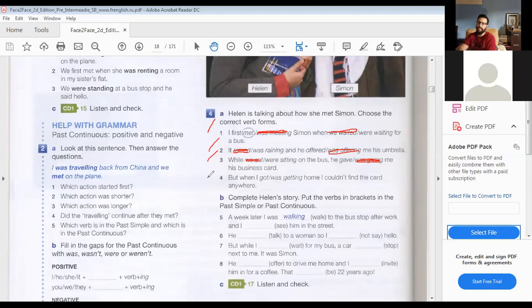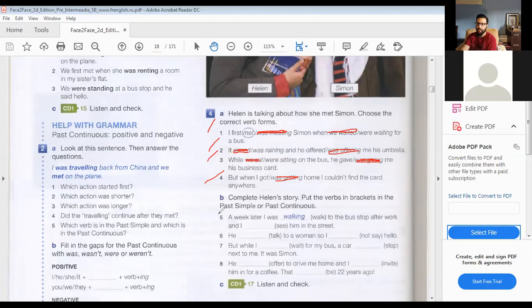Here there's only one choice. Okay. When I was getting home, I couldn't find the card anywhere. Which one sounds more natural to you? Sounds normal to you? I think I got home. You're right. That's the correct answer, yes. When I got home, I couldn't find the card anywhere. Very nice, that's good. Okay, so let's do now the second part of Helen's story.